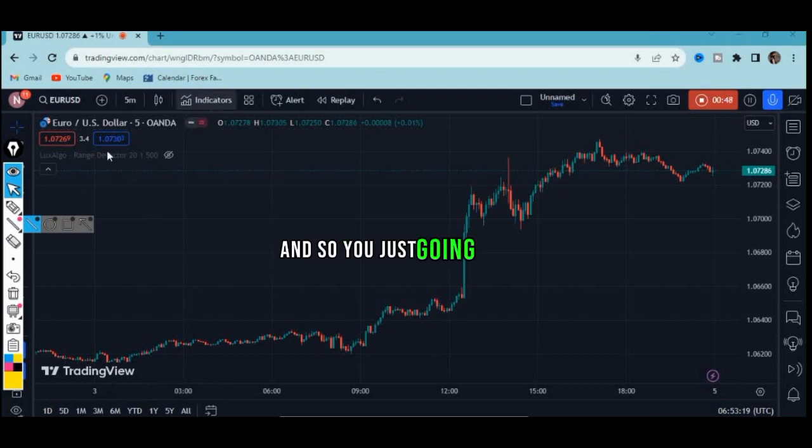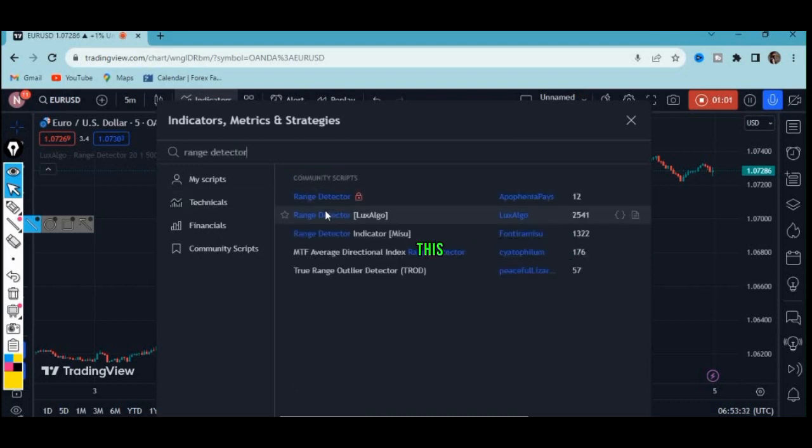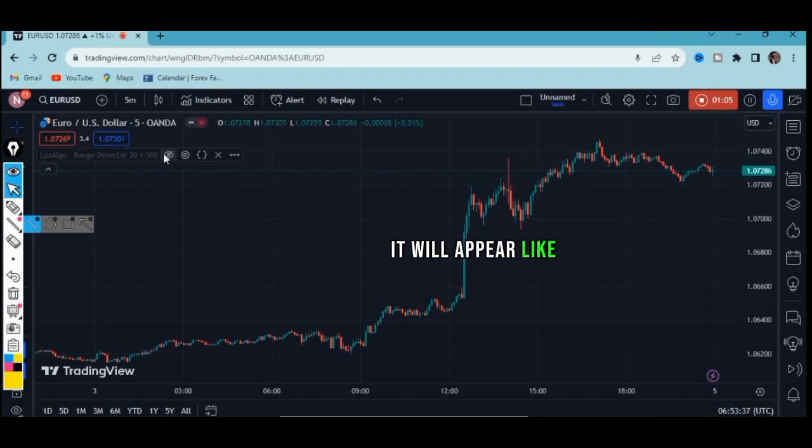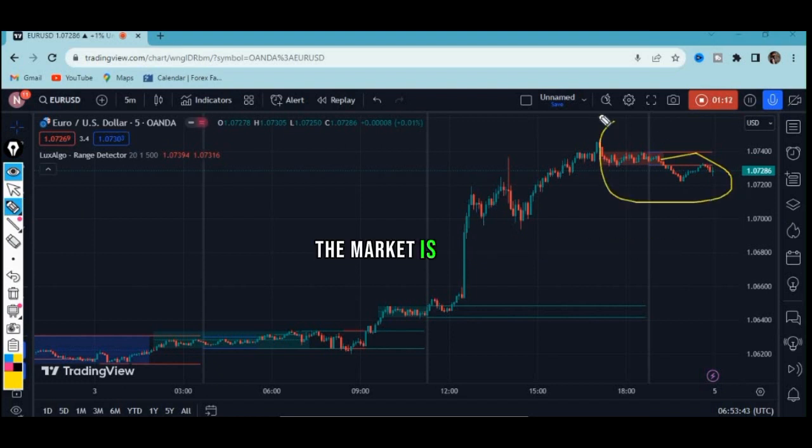You're just going to click on indicators, then type range detector Lux Algo. This one over here, you click on it. Once you click on it, it will appear like this right on the chart. And basically, guys, as you can see on the live market over here, the market is actually below the range. It has already broken our range over there, and so the market has a probability of proceeding to the downside. So you can see the indicator is working in real time. It is not repainting as well.